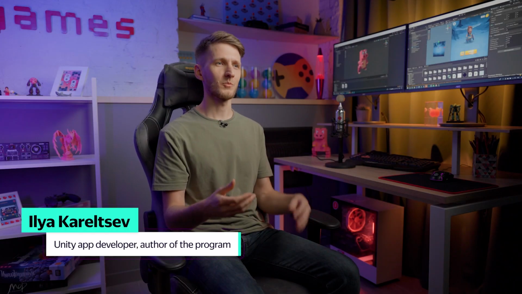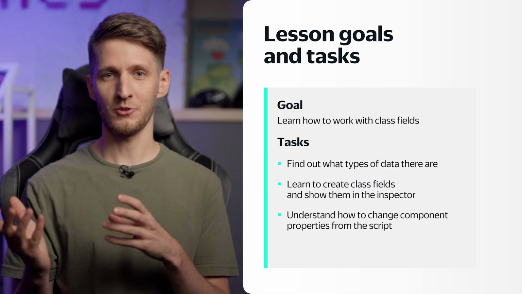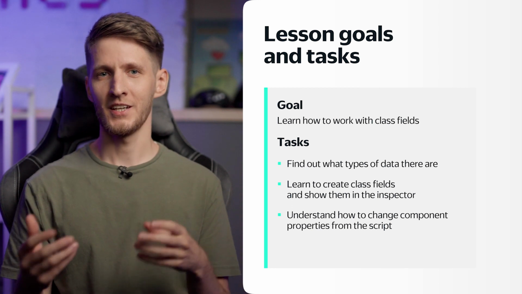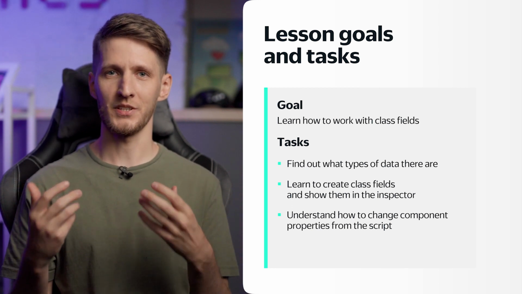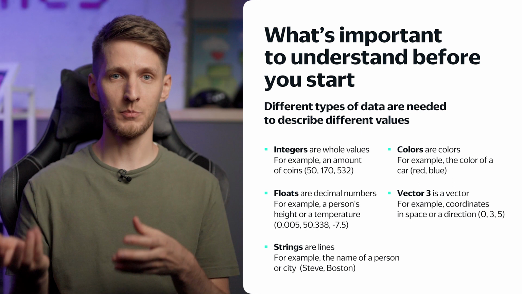Hi there. In this lesson, we'll talk about variables, and I'll tell you how to create fields that will be displayed in the inspector, and how to change the properties of different components from the script. When programming, we always work with data. We take data, perform various operations with it, modify it, and display it on the screen. Data is stored in variables and can be of different types.